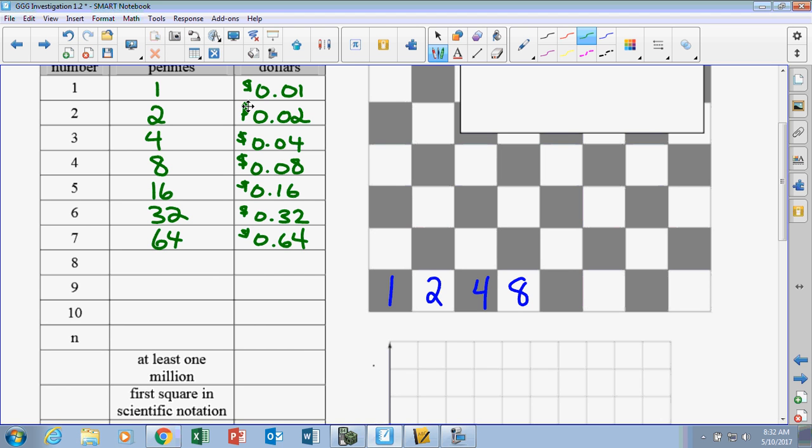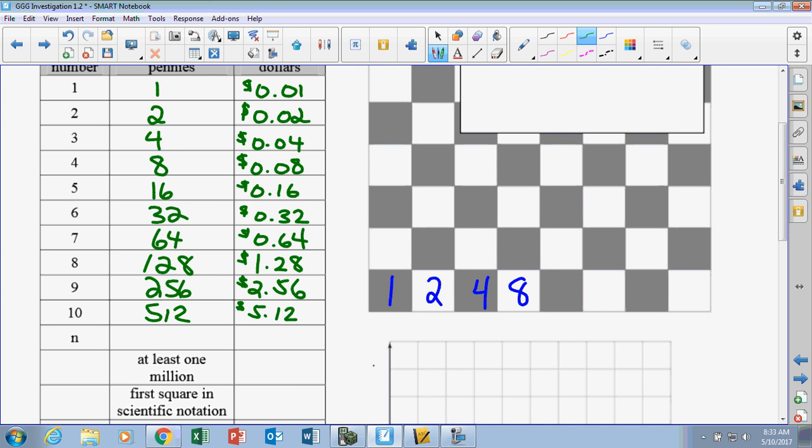On the 8th square, 128 pennies is $1.28. 9th square, 256. On the 10th square, 512, right. Okay, so you see how it starts off kind of slow, right? And then it starts jumping up in a hurry, doesn't it? From a couple squares, we go from 64 cents to $5.12.